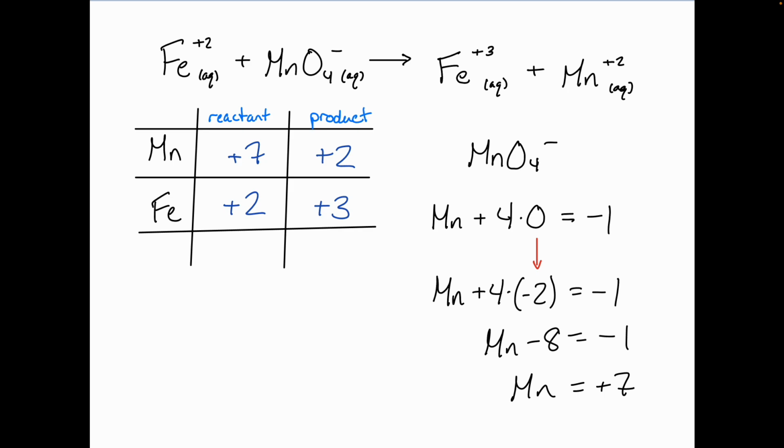Okay, cool. So what's being oxidized and what's being reduced? Let's look here. Manganese is going down and iron is going up. If manganese is going down, what does that mean? Oxidized or reduced? Down, reduced. The other thing is oxidized.